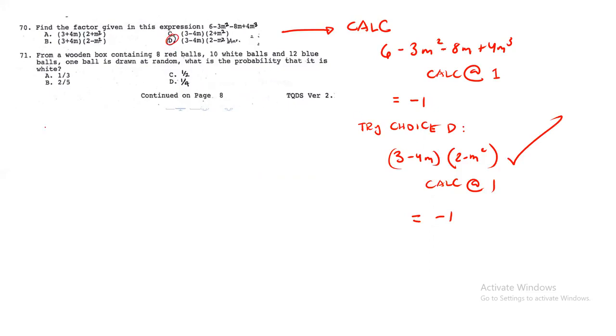So, next, itong 71 naman. So, from a wooden box containing 8 red balls, 10 white balls, and 12 blue balls, 1 ball is drawn at random. What is the probability that it is white? So, 71. Paano yan? So, syempre, probability. So, madali lang yan. So, dito sa numerator, kung ilan yung number of white balls, 10. Then, ilan yung total? 8 plus 10 plus 12. So, ang sagot dyan is 1/3. Letter A.